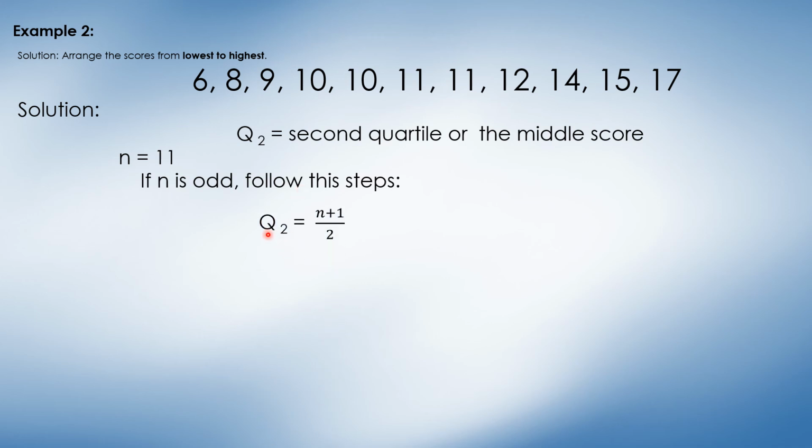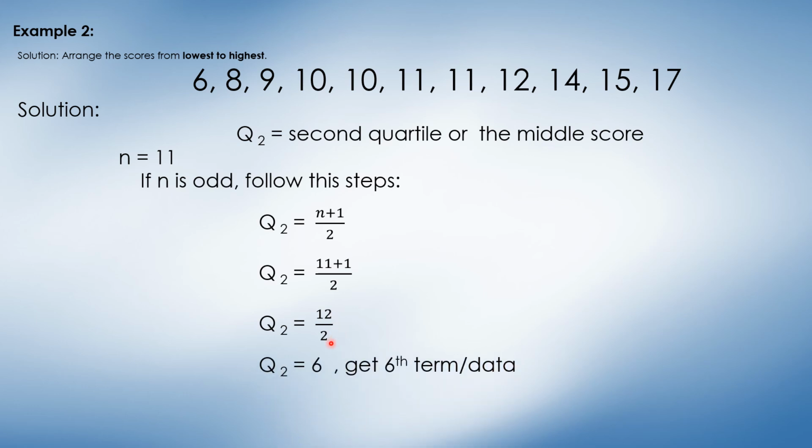So second quartile is equal to n plus 1 divided by 2. So 11 plus 1 divided by 2. So second quartile is equal to 12 over 2. So 12 divided by 2 is equal to 6. So we need to get the sixth term or data. So let us count 1, 2, 3, 4, 5, 6. So the sixth term or data is equal to 11.